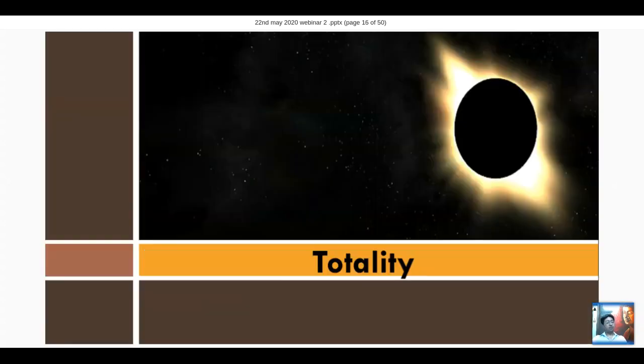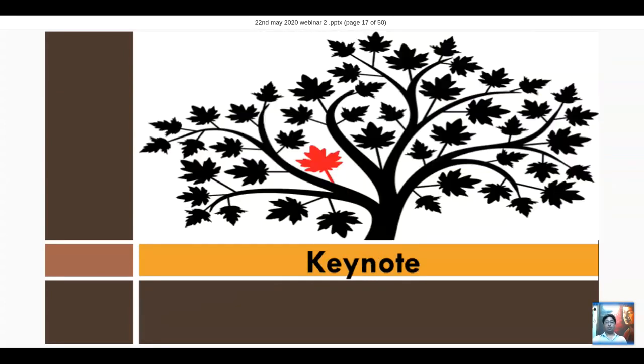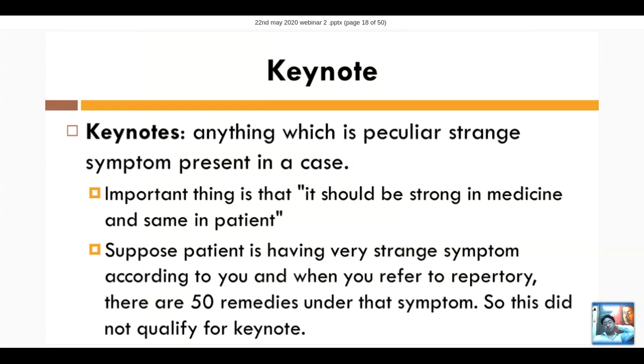The next type of information we get is totality, and we all know that very well, so we are just skipping this. The other important thing next to totality is the keynote. These are very important. Now, first of all, what are keynotes? Anything peculiar or strange, a symptom present in the case.